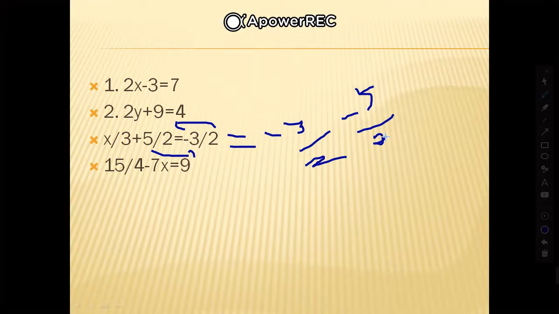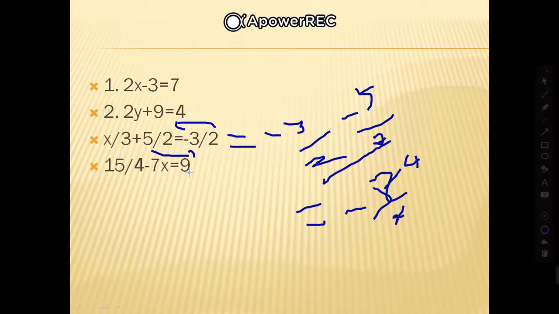Here the LCM, if you know about the LCM, comment down. If you don't know, then also comment, I will make a video. So here 2 is the same LCM, so no need to worry. Just subtract: minus 3 minus 5, what is the answer? Fast, minus 8 by 2. Here 2 goes into 8, 4 will be the answer.